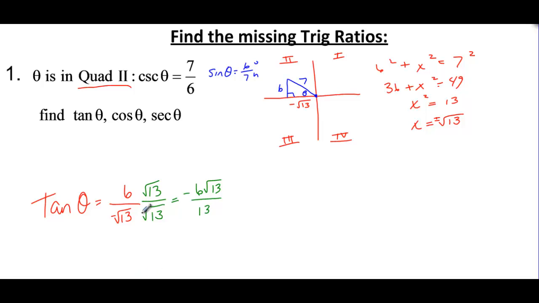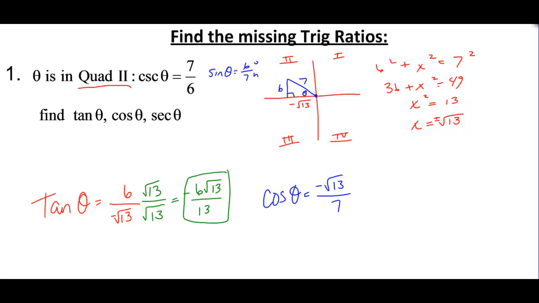I'm not multiplying by another negative root 13. So that would be my tangent ratio. But I also wanted to know what is the cosine of theta. And cosine is the adjacent over the hypotenuse. Now my radical is in the numerator and it can't be reduced, so I don't have to worry about that. That would be my answer for cosine.